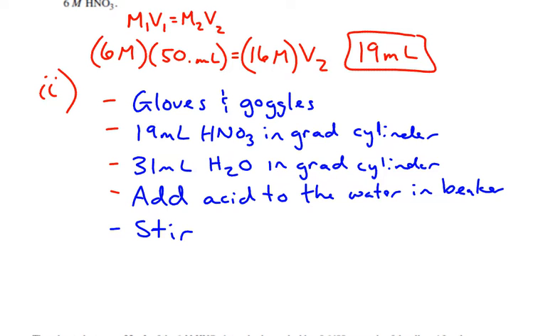So 2 points. 1 point is earned for properly measuring the volume of 16 molar and preparing a 6 molar HNO3 acid solution. 1 point is earned for wearing protective gear and for adding acid to water, because that's a safety issue. So you need both. You need that and the adding of acid to water.